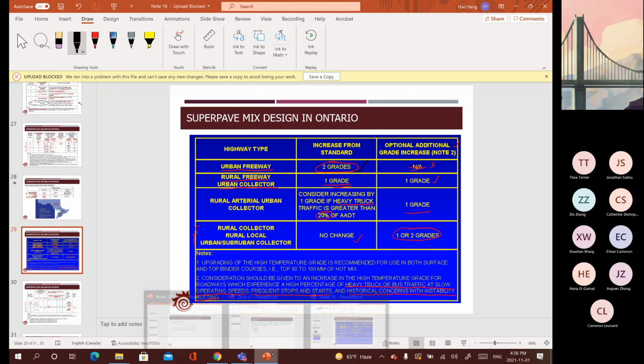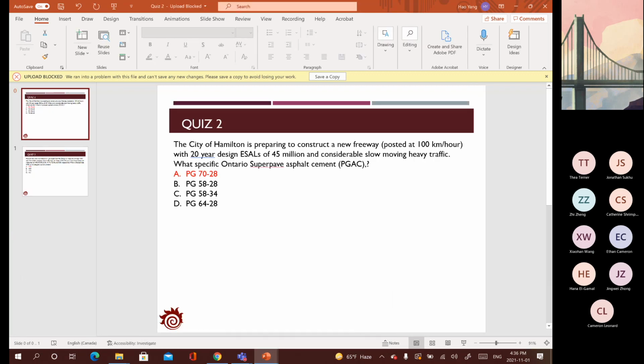So with that, if we go to the question, the default one is PG 58-28. And you need a 2 grade improvement. So you need to add 12 degrees for the maximum. This will give you the final answer as PG 70-28. So that will be the answer for the first question. You have to combine all this information together to find the right performance grade.